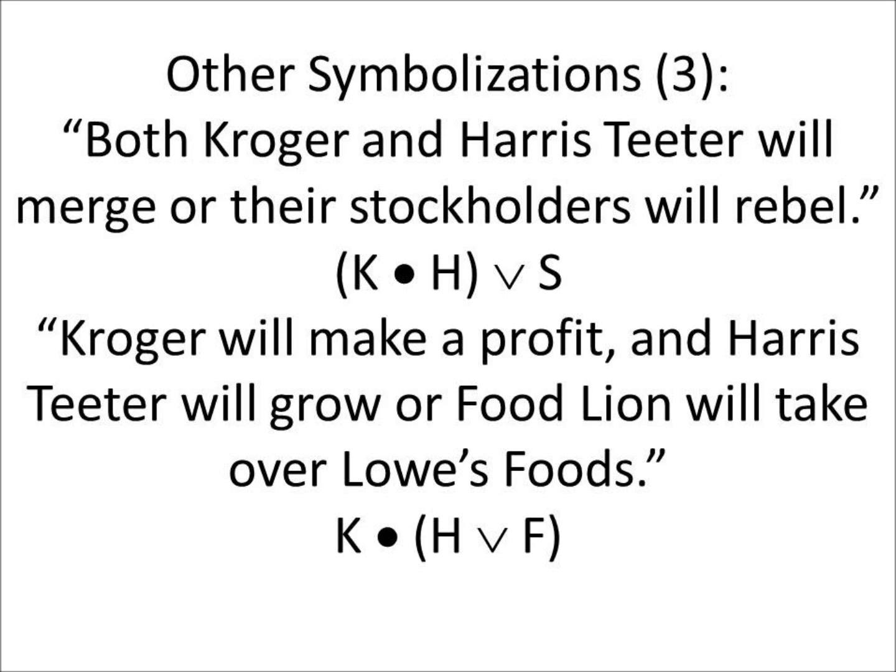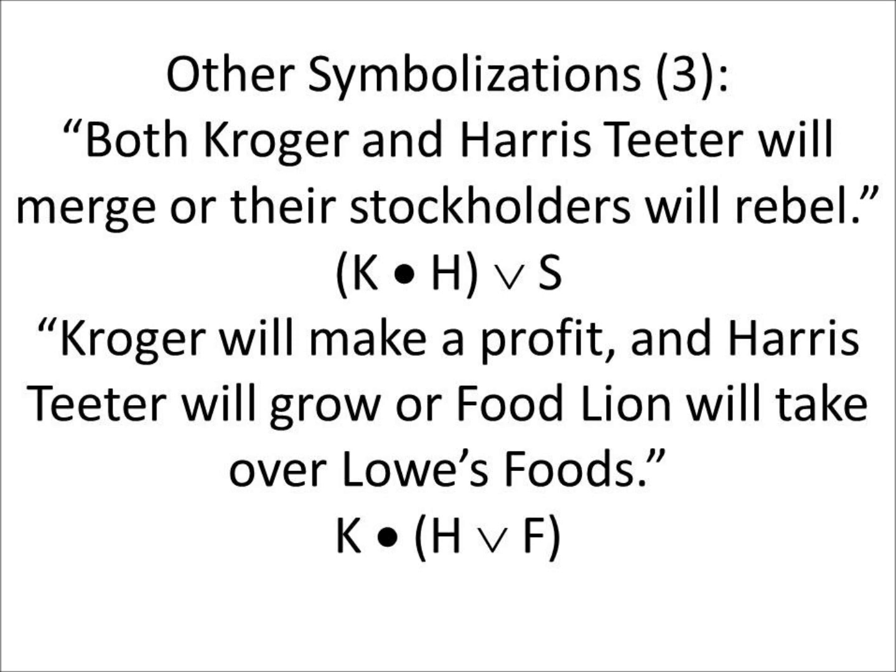Both Kroger and Harris Teeter will merge, or their stockholders will rebel. The both and should clue you into where the parentheses will go. Both Kroger and Harris Teeter will merge, K.H in parentheses, or their stockholders will rebel, or S. The parentheses have to go to the left with the K.H.